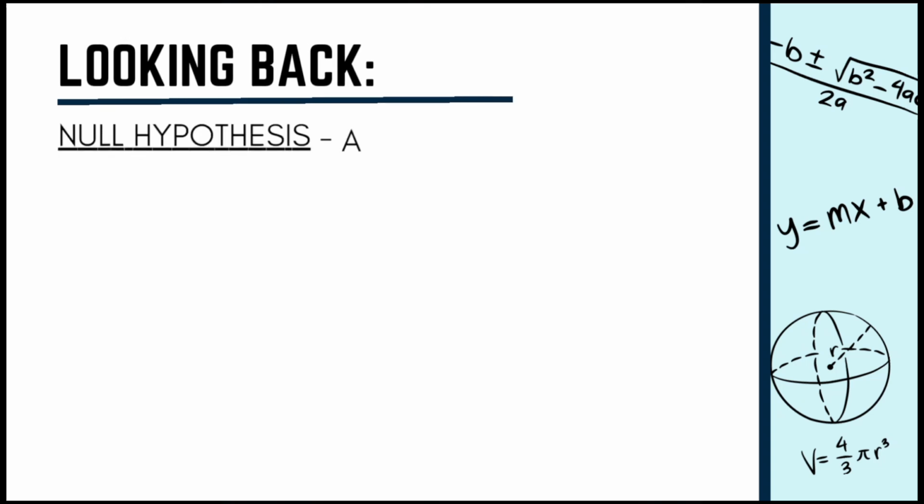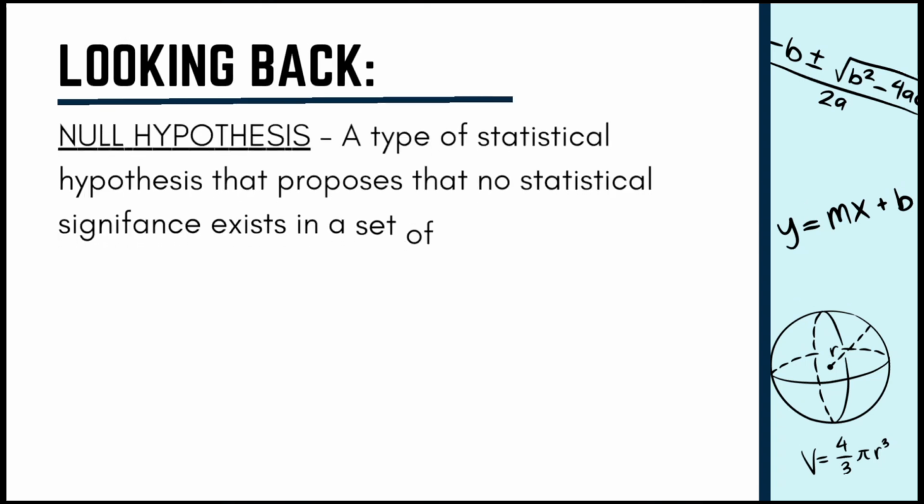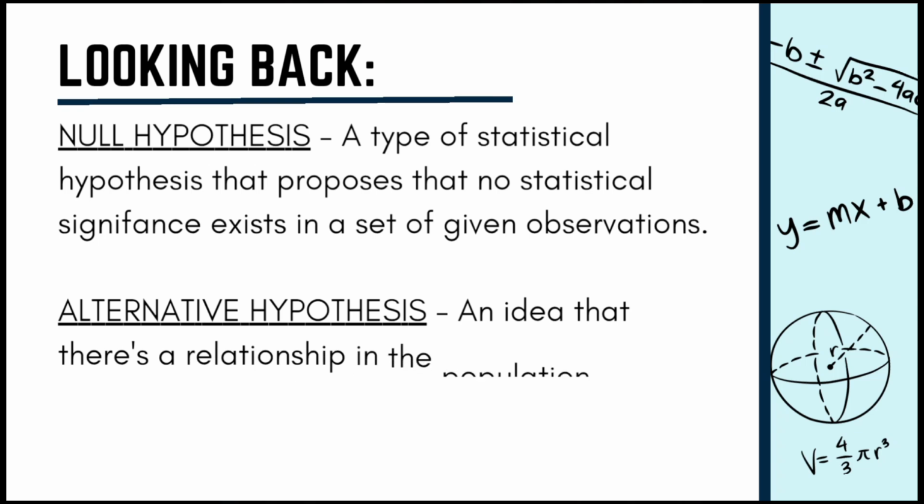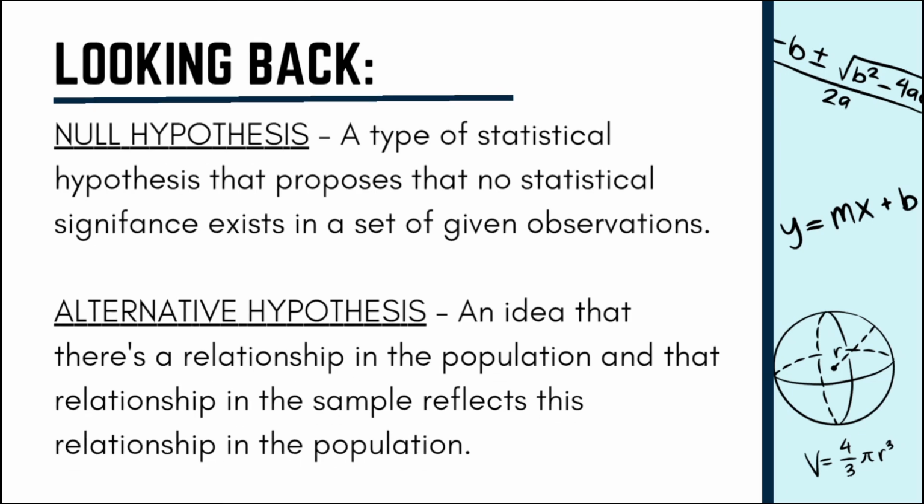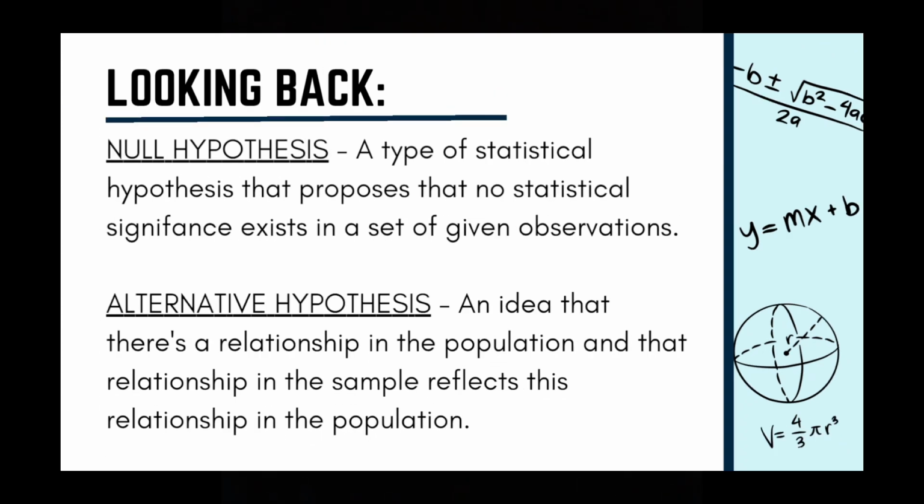So let's take a look back. Our previous lesson about null and alternative hypothesis are used in statistical hypothesis testing. The null hypothesis of a test always predicts no effect or no relationship between variables, while the alternative hypothesis states your research prediction of an effect or relationship.